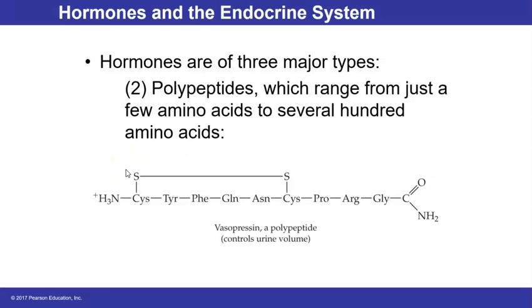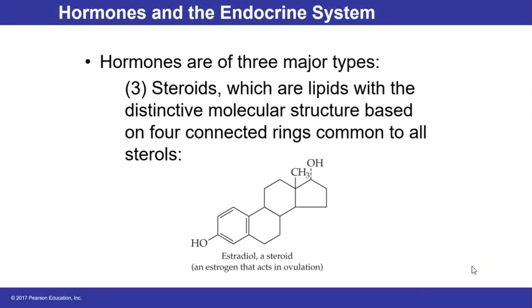The next type are polypeptides. You'll have multiple amino acids bound to each other, but usually fewer than 20 amino acids. Here vasopressin is a polypeptide that controls urine volume. We're talking about 2, 4, 6, 8, 9 different amino acids. We have the N-terminal and the C-terminal, which has been modified, right? So it's still got that amide functional group on here. These are smaller peptides.